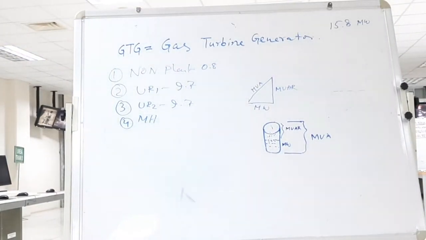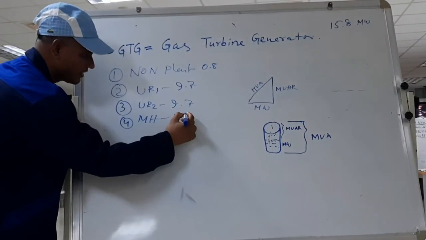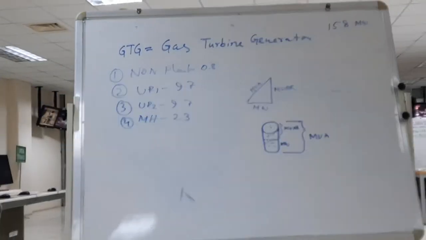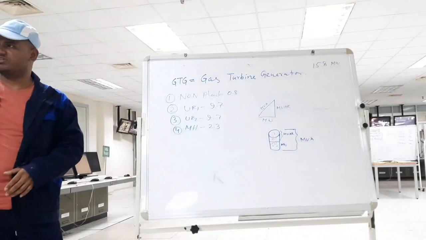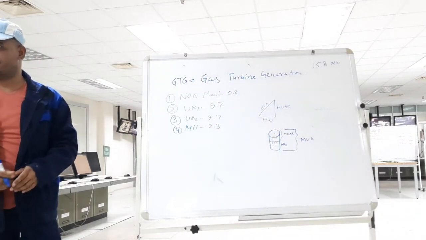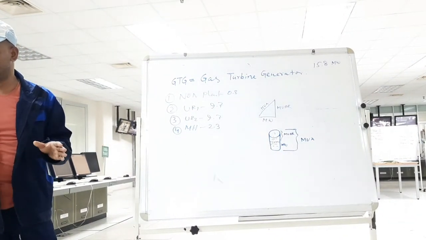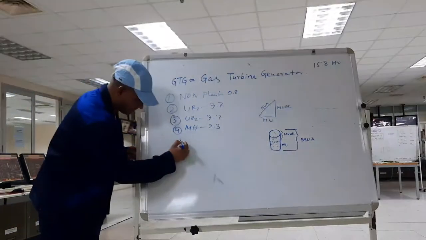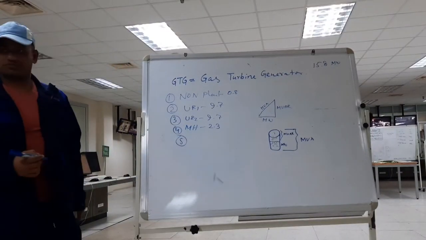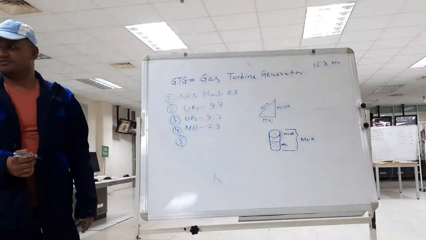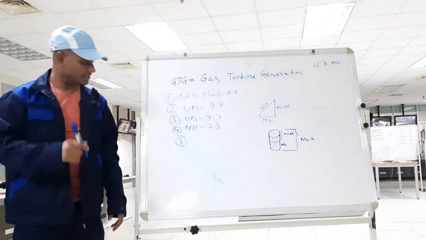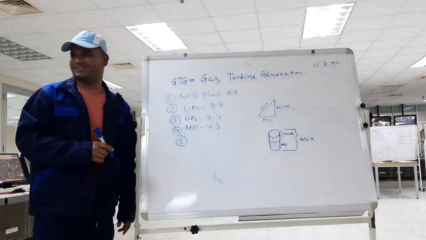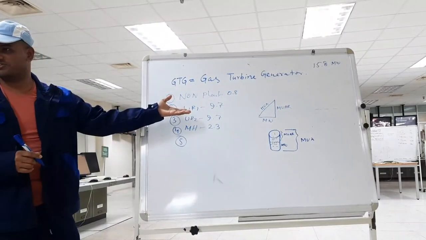Material handling is around 2.3 megawatt: the reclaimer, offside motor, and conveyor will be stopped. This is fourth priority. Number five: if the problem is still not solved, what will happen? Urea train one will be tripped, the first urea granulation trip.